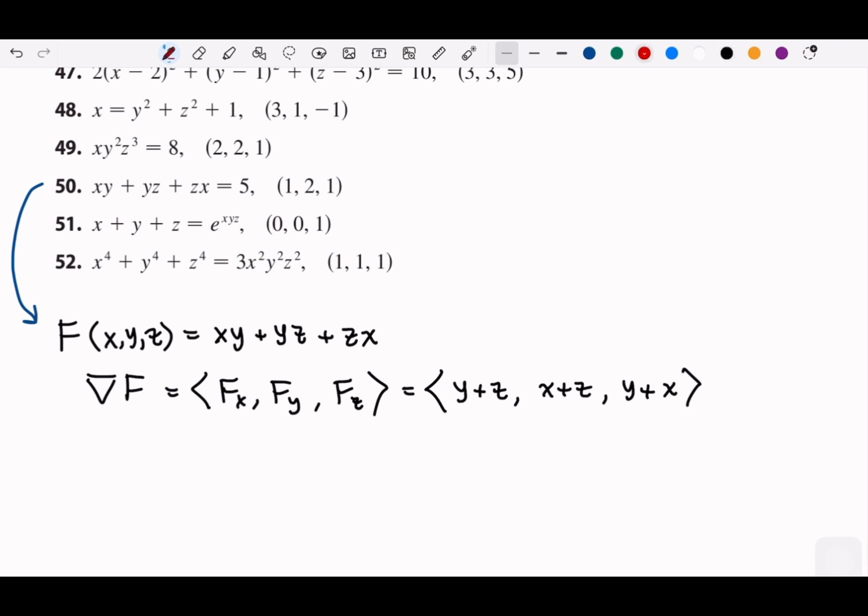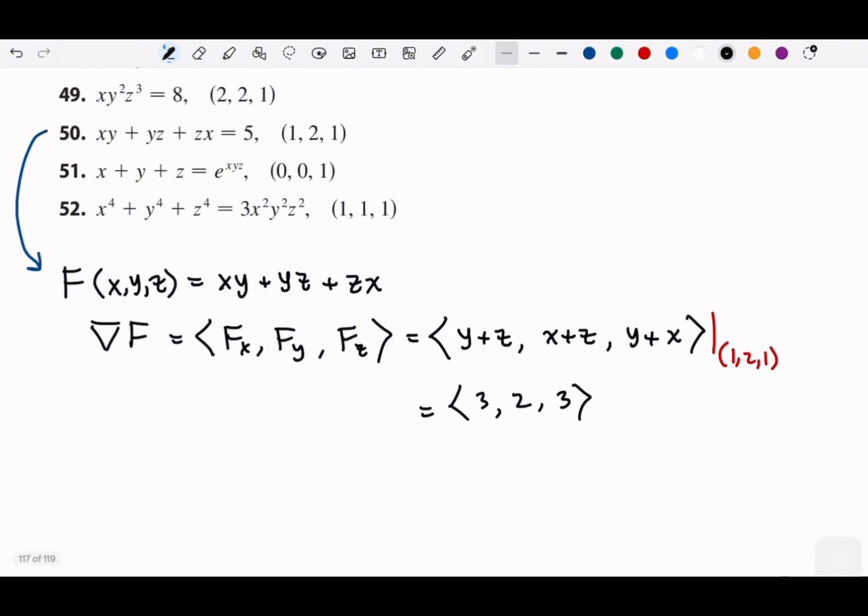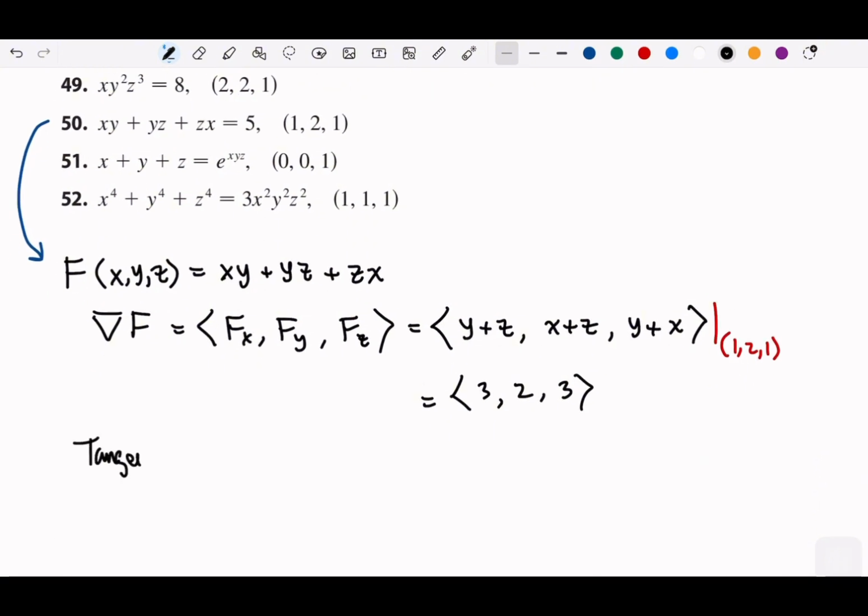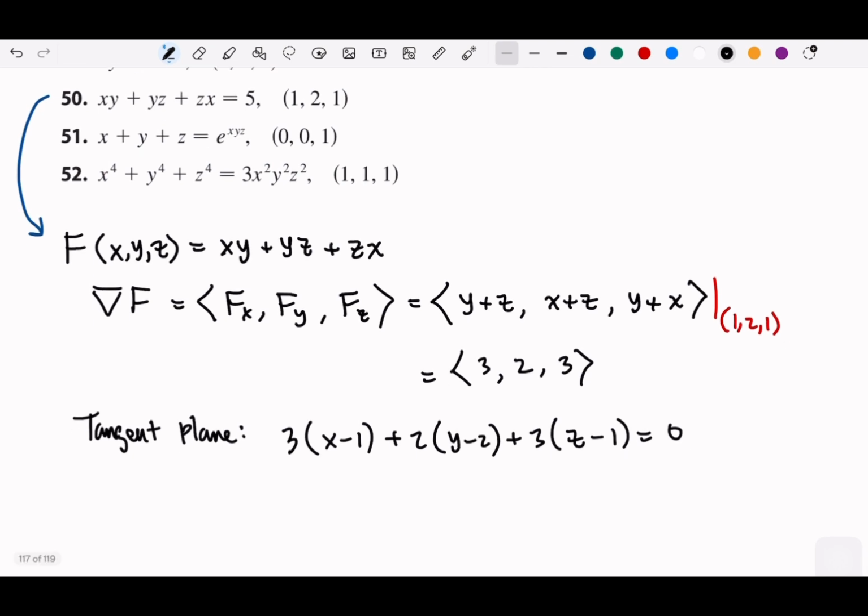And then taking the point 1, 2, 1. So 2 plus 1 is 3. 1 plus 1 is 2. 1 plus 2 is 3. So this is the normal vector for the del F. So the equation of the tangent plane will be 3(x minus 1) plus 2(y minus 2) plus 3(z minus 1) equals 0. And done. So this is part A.